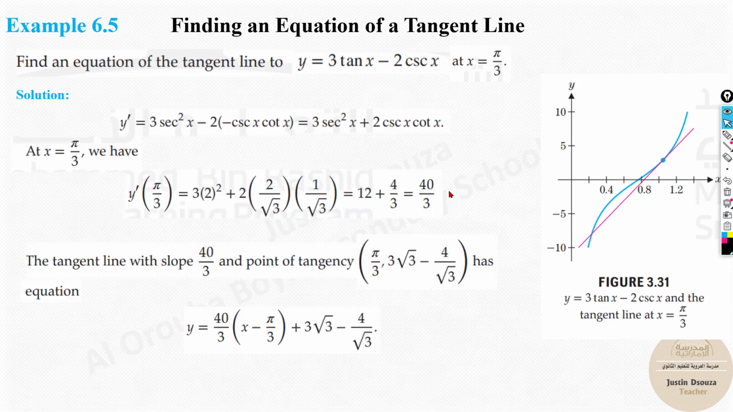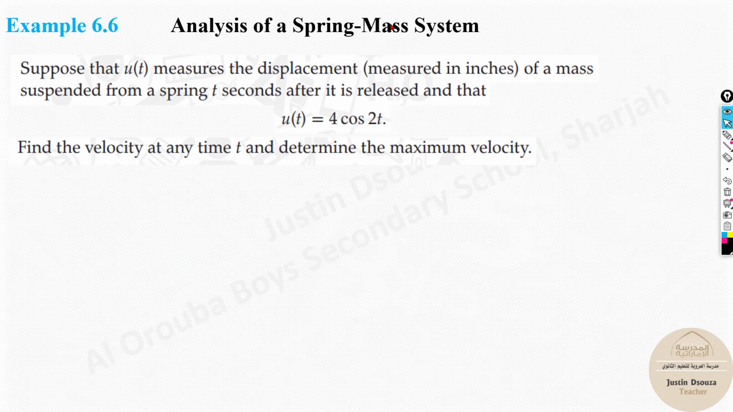And now we will move on to the next one. Okay, analysis of a spring mass system. So here they have given a real world problem. Suppose that u of t measures the displacement, measured in inches, of a mass suspended from a spring t seconds after it is released, where u of t equals 4 cos 2t. Find the velocity at any time t and determine the maximum velocity.